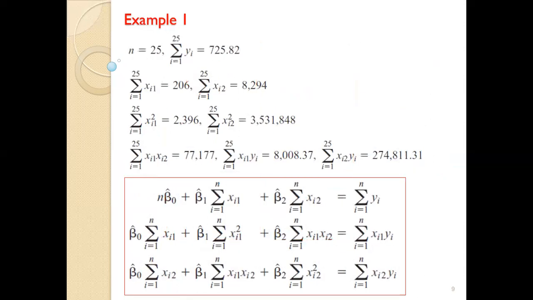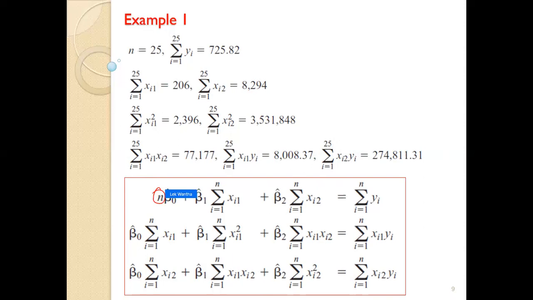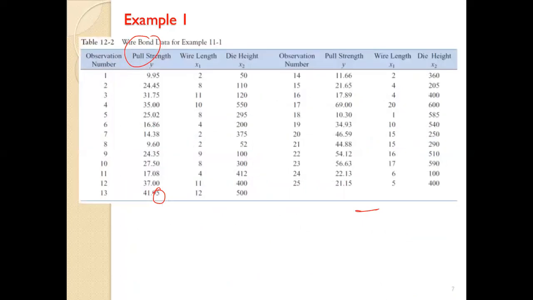Okay, if we look at the general equation for this, we have x1 and x2. We use these three equations, the matrix multiplied by the parameter vector. This is the equation that we have, where n is 25, and summation yi means the sum of the y values, the sum of this value, and the sum of this value.